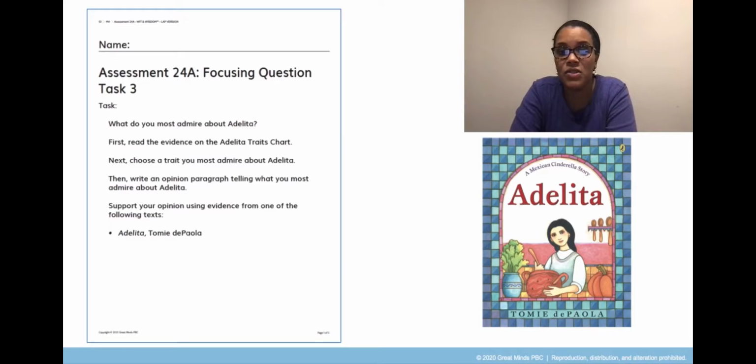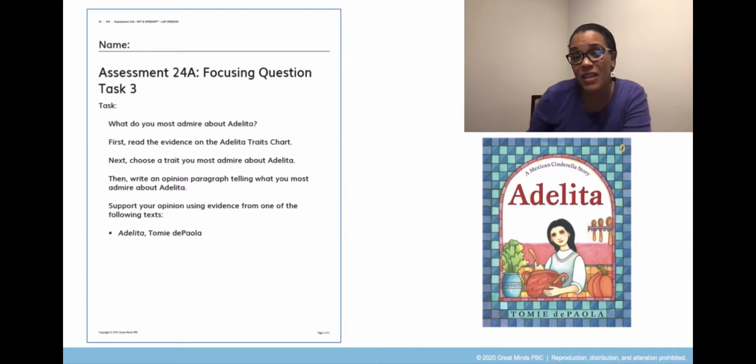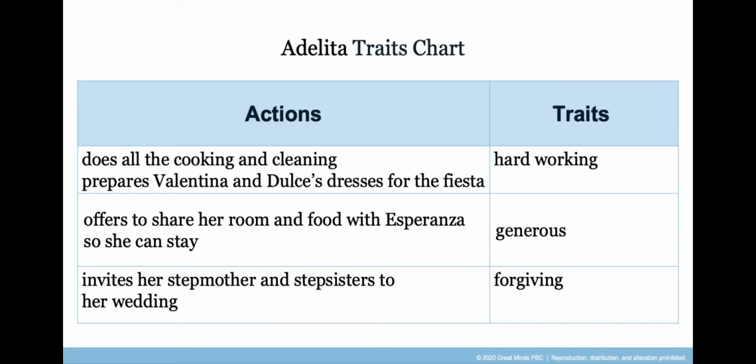First, read the evidence on the Adelita traits chart. Next, choose a trait you most admire about Adelita. Then, write an opinion paragraph telling what you most admire about Adelita. Support your opinion using evidence from one of the following texts. Adelita by Tommy De Paola. Now, I'm going to help you plan your opinion paragraph for Focusing Question Task 3. I want to remind you, in a previous lesson, you used Adelita's actions to figure out what Adelita is like. Today, you're going to plan for your Focusing Question Task 3 by choosing the trait you most admire.